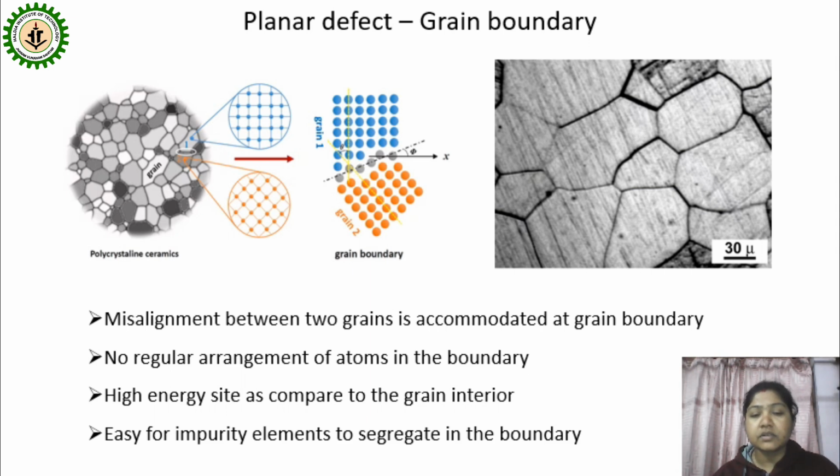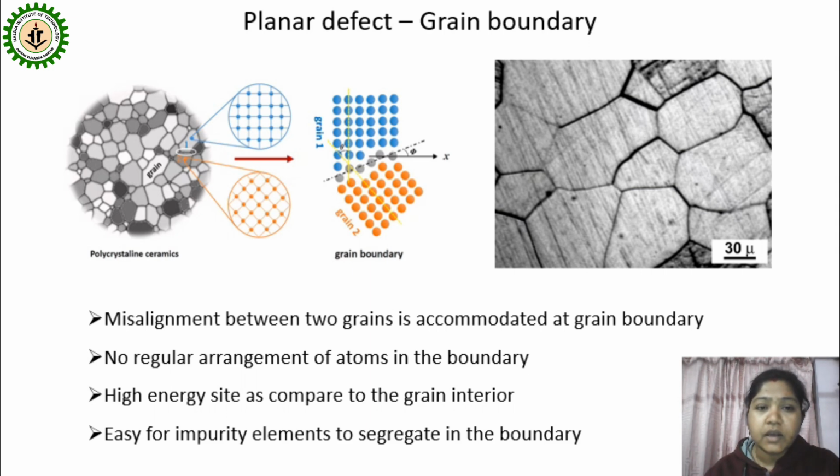So first, if a phase transformation is done from liquid phase to solid phase, what will happen? Initially a few nuclei are created, then those nuclei gradually grow, and one nucleus and another nucleus impinge on each other, and in between a boundary is created. That type of boundary is called grain boundary.